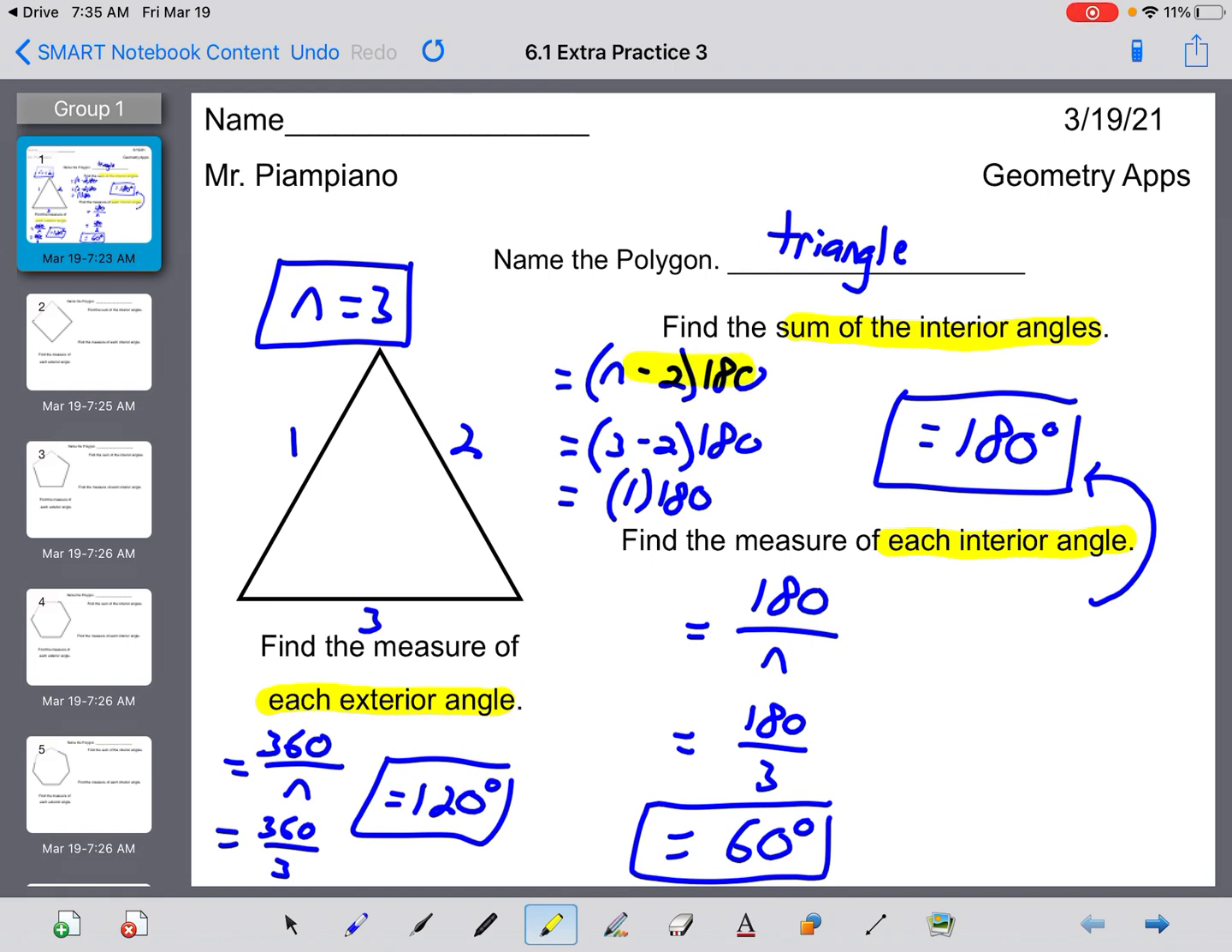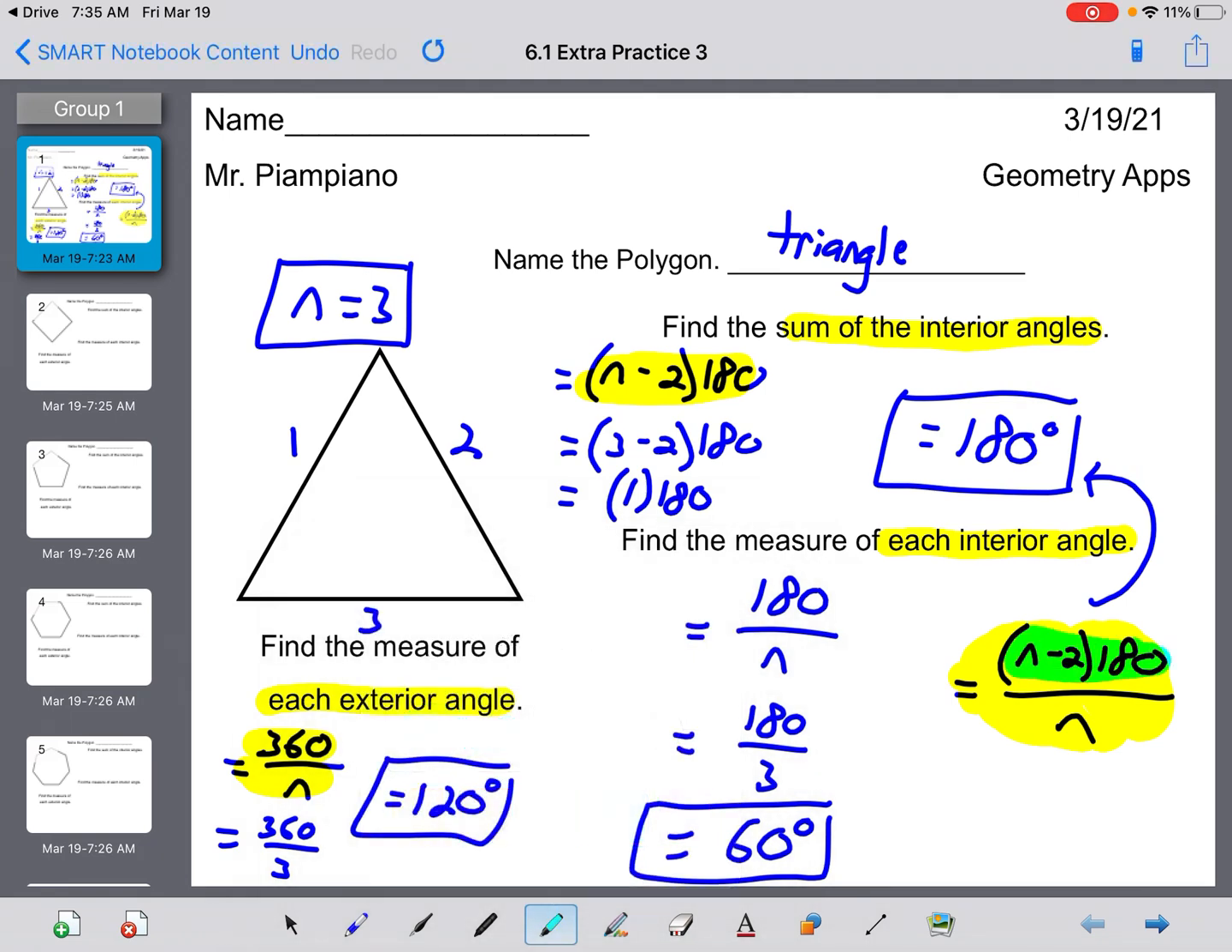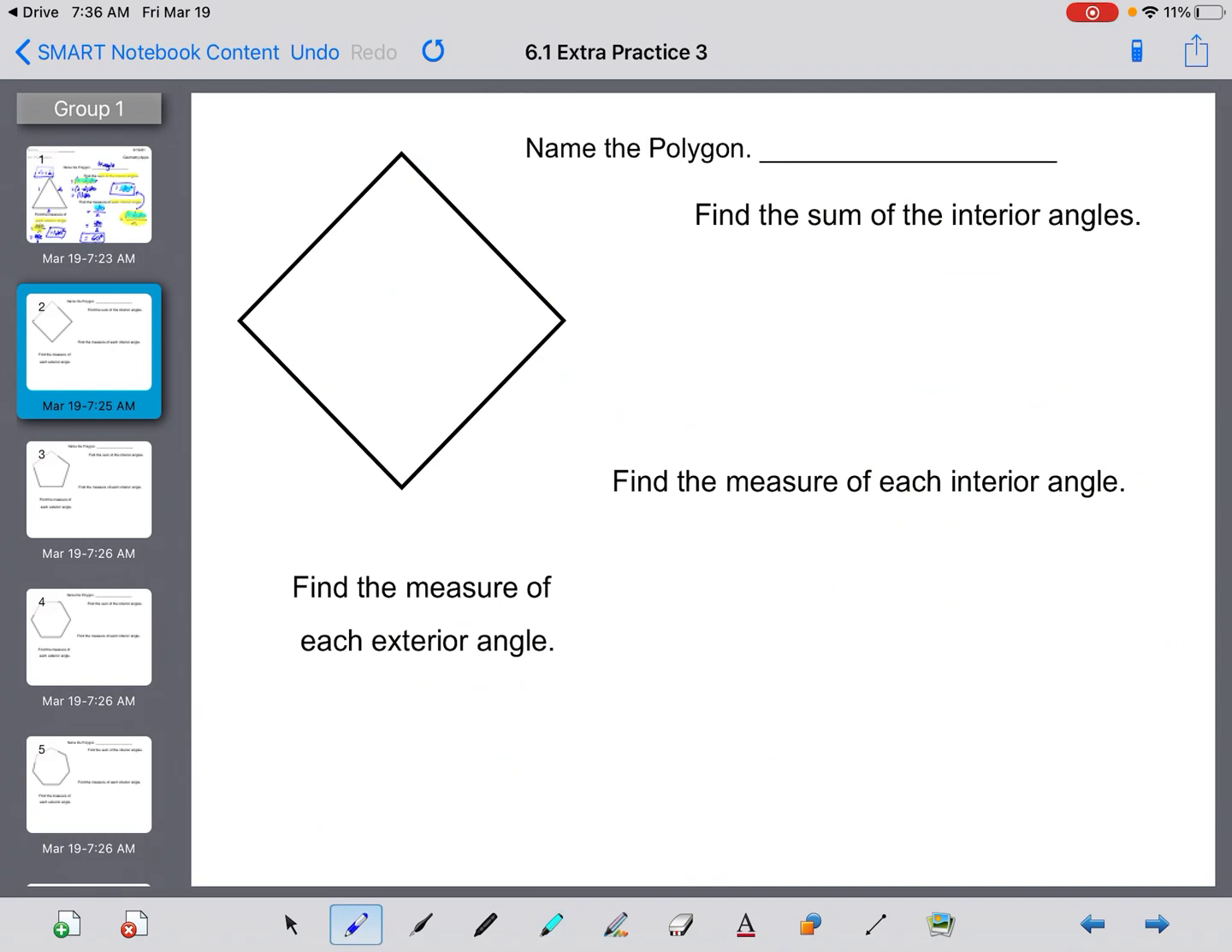Okay, so you're going to use these 3 formulas. Technically your formula for the interiors is n minus 2 times 180 all over n. That's your formula for this part. But if you notice, n minus 2 times 180 is your formula for the first one, which is why I just took our answer, 180, and divided it by n instead. Okay, so let's walk through one more, and then I'll let you guys work on your own.